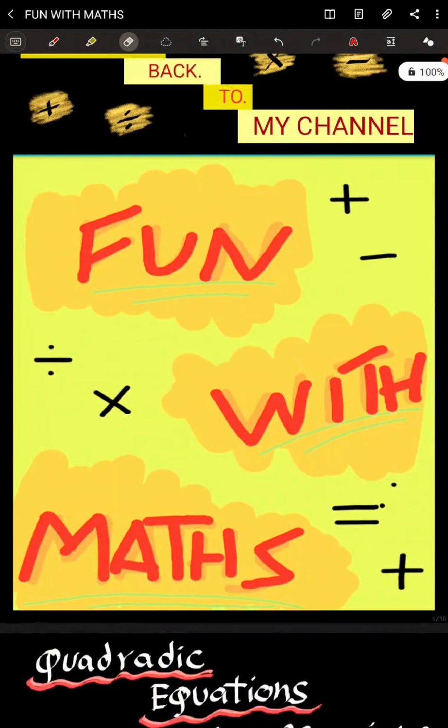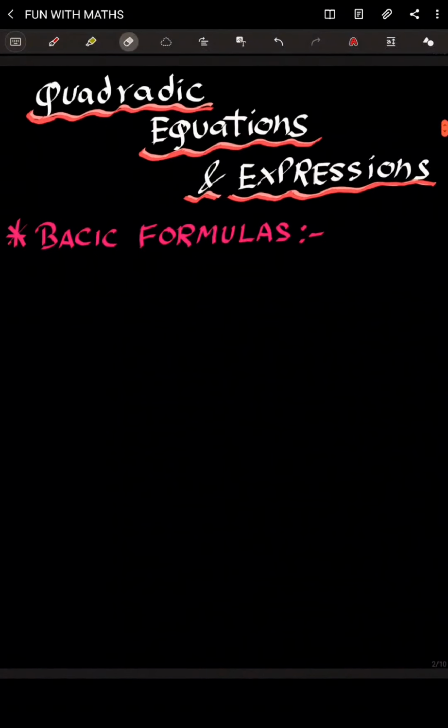So today we are going to discuss quadratic equations and expressions basic formulas which are useful for both IIT and objective exams. So without wasting any time, let's get started.